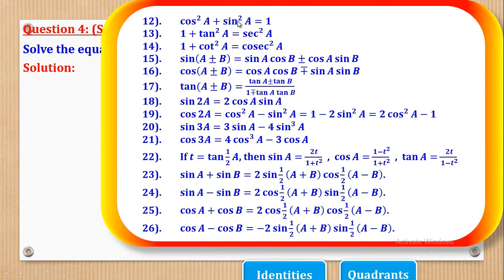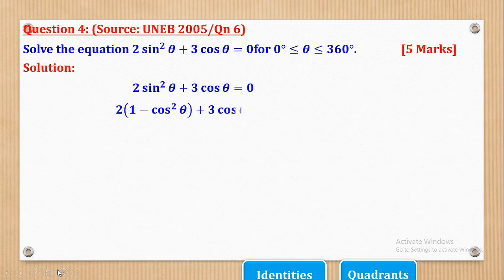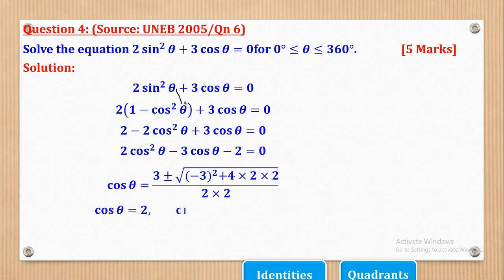So make sine squared theta the subject, this will go the other side to become 1 minus cos squared. So that is what we are going to write here, 1 minus cos squared, that very angle, the angle doesn't change. Then we shall open brackets and simplify to get a quadratic equation. Then we can solve the quadratic equation to come up with those two values of cos theta.